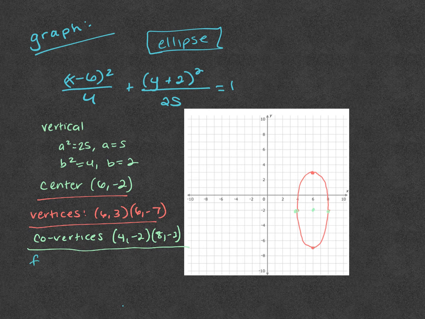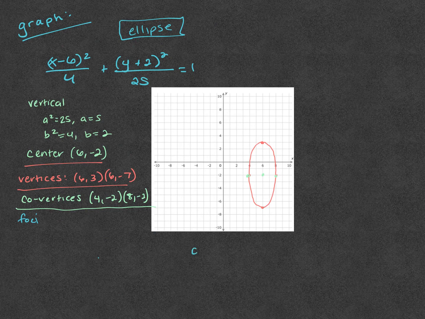It's going to say foci, and for that we need our C. So C squared equals A squared minus B squared for an ellipse. 25 minus 4, C squared would equal 21, square root of 21. If that number could be simplified, it needs to be, but this one cannot, so it stays that way. If I'm going to put it on my graph, I'm going to approximate that to be like a 4.5. So from the center up, 1, 2, 3, 4.5. From the center down, 1, 2, 3, 4.5. That would be my foci.